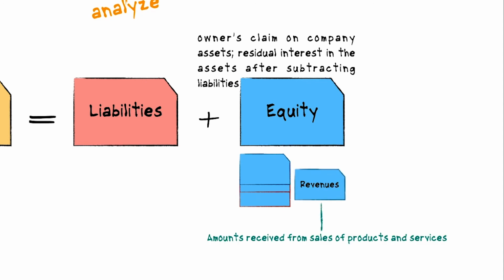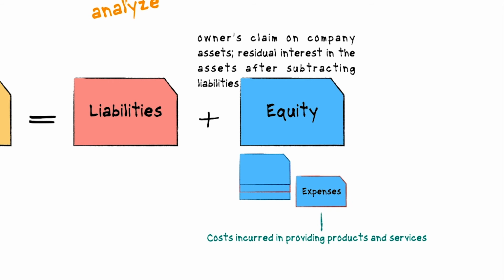Amounts received from sales of products and services to customers are recorded in revenue accounts, which increase equity. Examples of revenue accounts are sales, commissions earned, professional fees, rent revenue, and interest revenue. Revenues always increase equity. Expenses are the costs incurred in providing products and services. Expenses decrease equity. Examples of expense accounts are advertising expense, salaries expense, rent expense, utilities expense, and insurance expense.